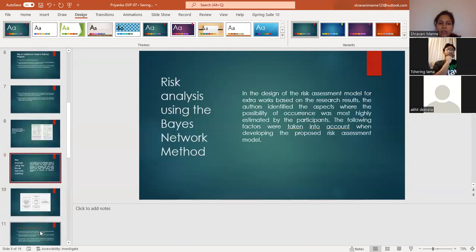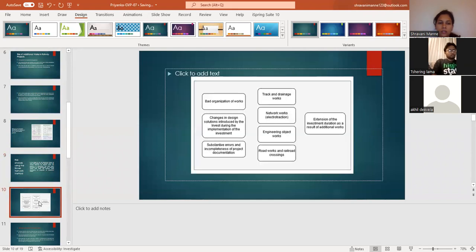And coming to the risk analysis using the Bayes network method. In this design, there are certain works which are identified based upon the research, and the author identified those aspects which mostly include high estimated by the participants. There are three factors which were taken into account in developing the proposed risk assessment model.